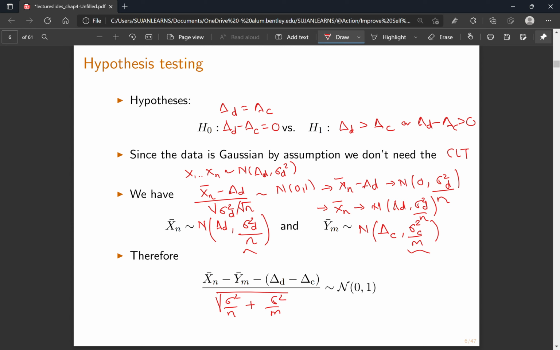In the end, let me quickly summarize what we learned today. We learned about setting up the hypothesis testing, the null hypothesis and the alternative hypothesis, using mathematical expressions. For that, we use delta C equal to delta D as our null hypothesis and delta D greater than delta C as our alternative hypothesis. Then we went ahead and calculated the distribution of the sample average of X and the sample average of Y using the central limit theorem.